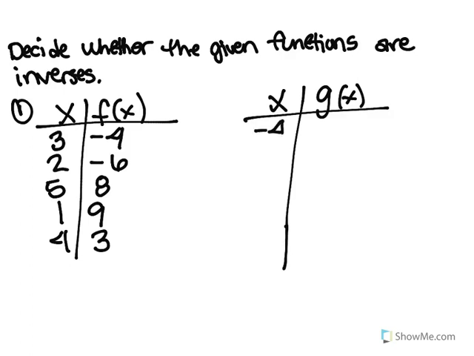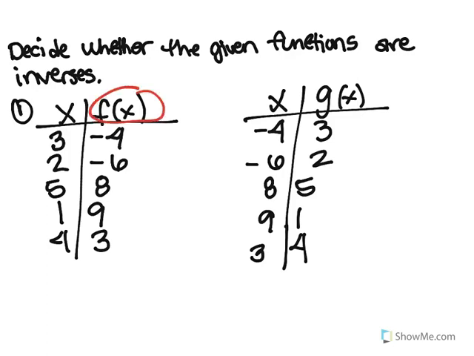And we have -4, 3, -6, 2, 8, 5, 9, 1, 3, 4. Now I'm asking you if these two functions are inverses. This being the f function and this one is the g function. Now, if you notice, they are reversed as far as my ordered pairs. I have 3, -4. I have -4, 3. I have 2, -6, -6, 2. 5, 8, 8, 5, 1, 9, 9, 1, 4, 3, 3, 4.